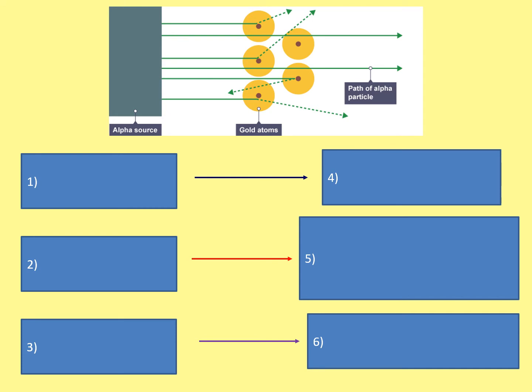From that experiment, you need to remember three main results and the three conclusions that come from them. So pause the video and see if you can remember the three main results from the alpha scattering experiment and the three conclusions that relate to them.